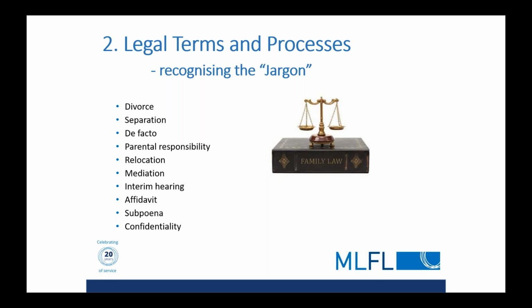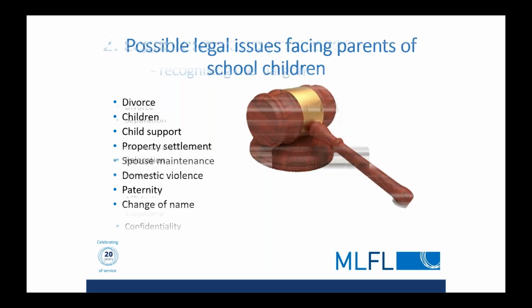The possible legal issues facing parents of school children: there is divorce, that is where parties legally separate, and they do this by waiting 12 months after the date of separation and then making an application to the Federal Circuit Court for divorce. So there does have to be that 12-month separation first.